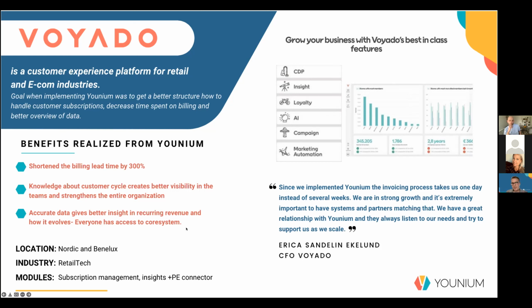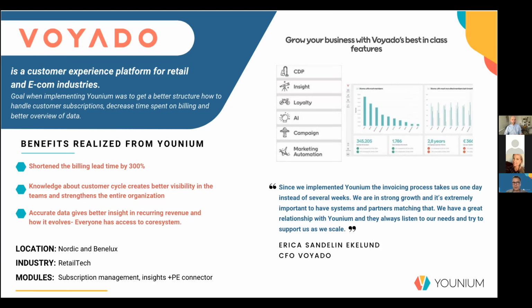And we talked a little bit about financial systems also, and that's a thing about using a subscription management system like Younium, that it's usually connected through a plug and play connector to a lot of financial systems. So they're connected to PE, it's called financial system.